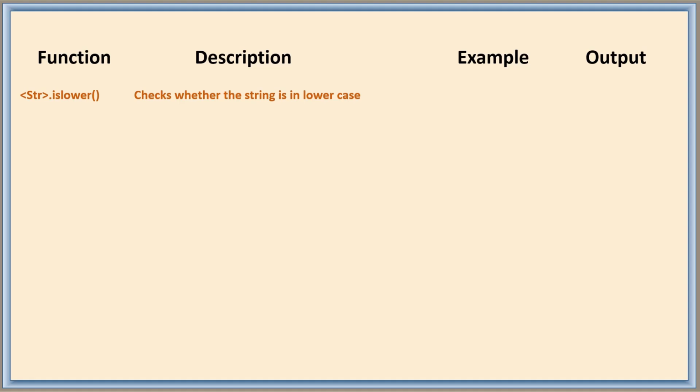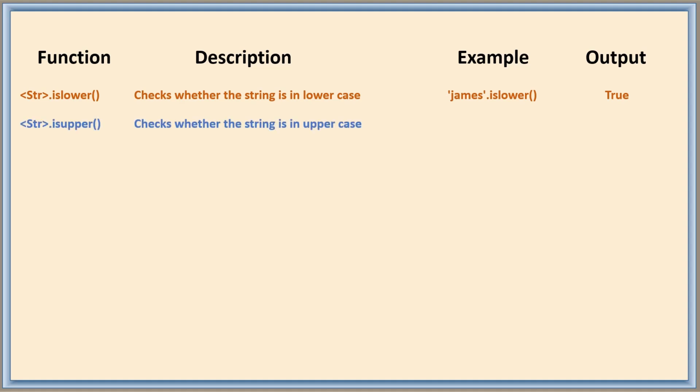String dot islower. So you can see there is a question mark. That means it is going to check whether the string given is completely in lower case or not. So for example, james dot islower. See, all the letters in james are in small case, so it returns true. Even if a single letter is in capital letter, it will be returning false.